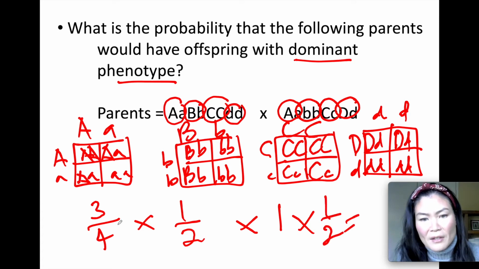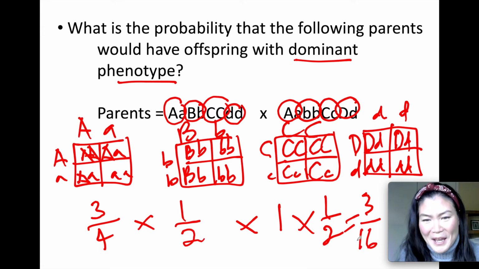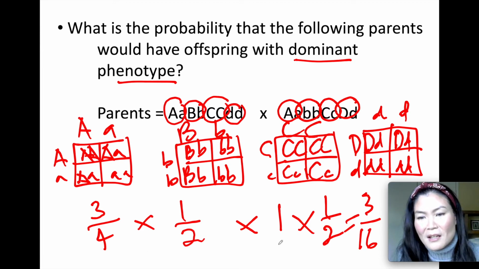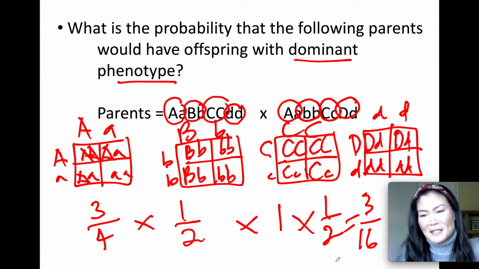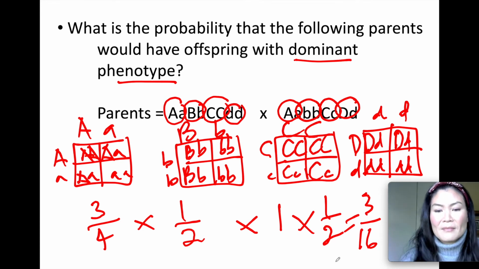Do the math. 3 times 1/2 times 1 times 1/2. 4 times 2 is 8, times 2 is 16. Bam. You got your answer right there. Okay, did I just say bam? That's so cheesy. So the answer is 3/16. 3/16 chance that they're going to have an offspring with a dominant phenotype. You do not need to do the 100-plus Punnett square.